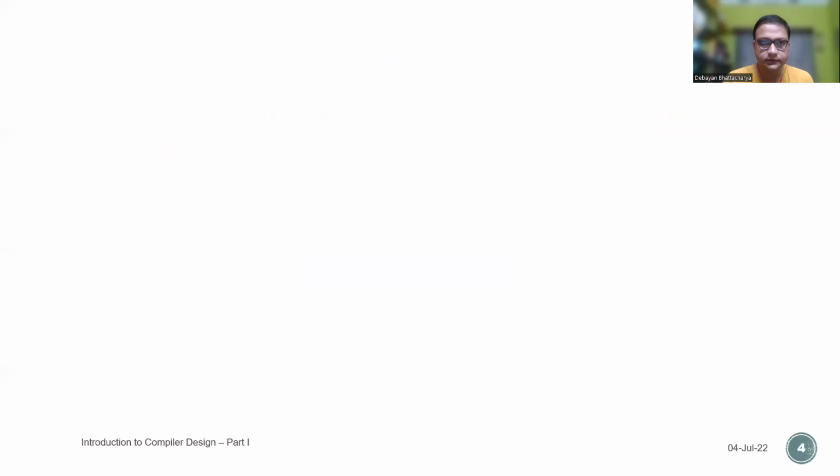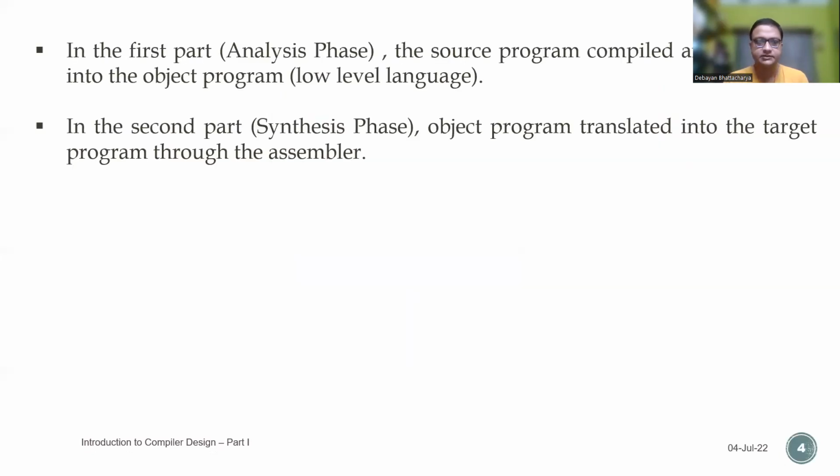But the conversion from high-level language to low-level language does not occur in the same phase. Nowadays, many compilers follow two steps during this conversion. The first phase is called the analysis phase, and the second phase is called the synthesis phase. Most compilers follow these two steps during the conversion from high-level language to low-level language. In the first phase, the source program is compiled.